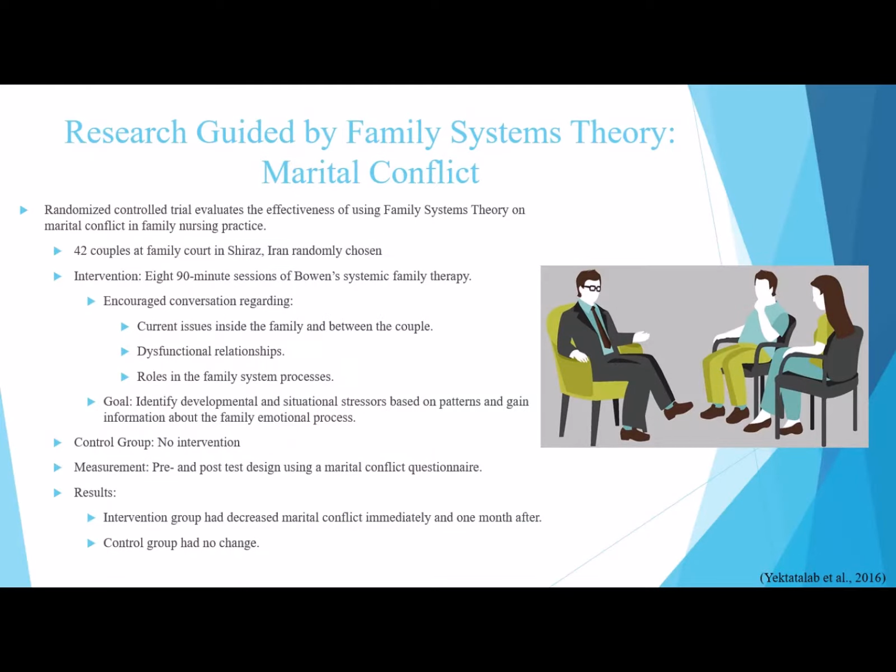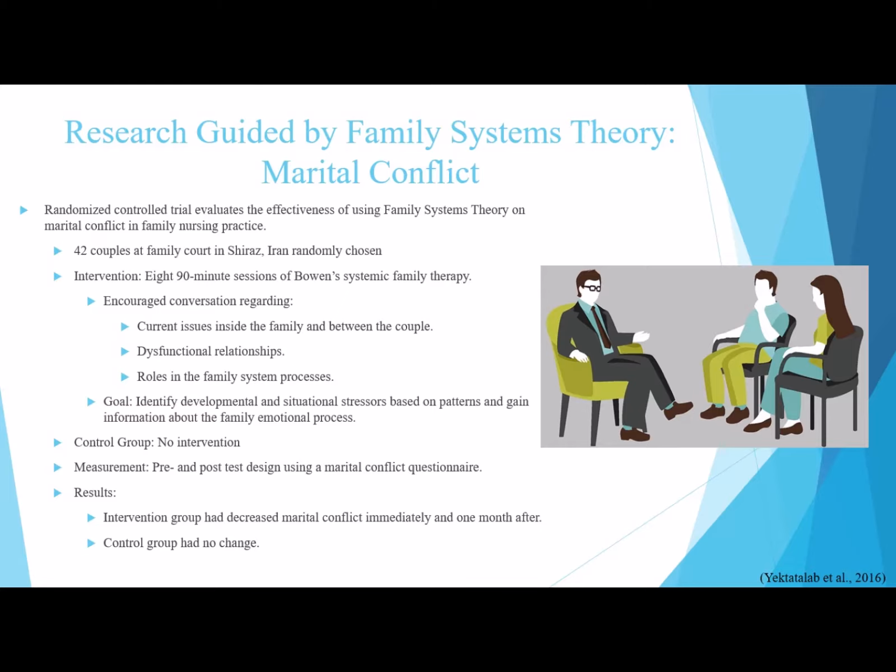One research project that has been guided by family systems theory is the randomized controlled trial that evaluated the effectiveness of the family systems theory on marital conflict in family nursing practice. The study randomly selected 42 couples that were attending family court in Shiraz, Iran. The intervention focused on the utilization of Bowen's family system theory in 8 90-minute therapy sessions. During these sessions, conversations regarding current issues amongst the family and between the couple, dysfunctional relationships, and roles in the family process were encouraged and discussed.